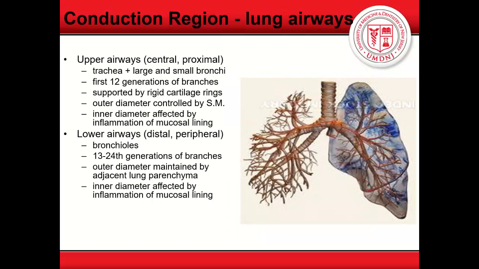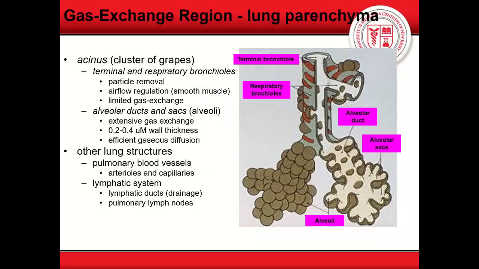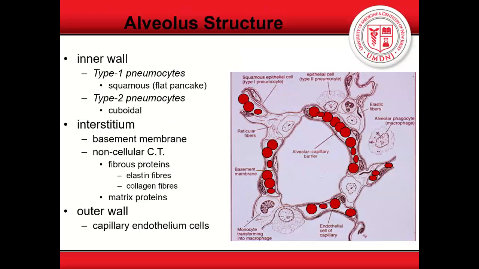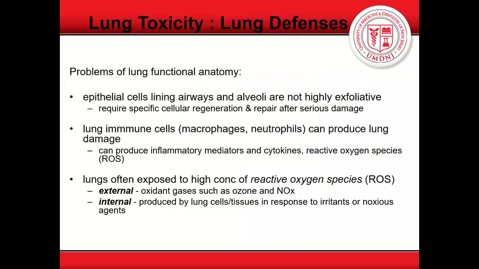So just, again, know the basic structure and the function of the lung, the upper airway versus the airway with the conduction region, and then the gas exchange region in the lung parenchyma. Again, the key thing is how the structure really complements the function of the lung, the alveolus structure with the different types of cells, the type 1 versus the type 2 pneumocytes. Then a little bit about the lung defense mechanisms that are available, with the immune cells that are present and so on.